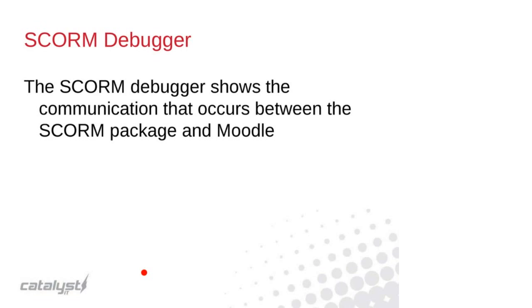The other thing that's really useful is debugging. There's a SCORM Debugger, and that displays all of the communication that happens between your SCORM package and Moodle. So if you're wondering why an individual student or a SCORM package is returning a grade of 20 when you expect it to return a grade of 40, you can go through that SCORM with the SCORM Debugger enabled and see all of the communication between the SCORM package and Moodle.